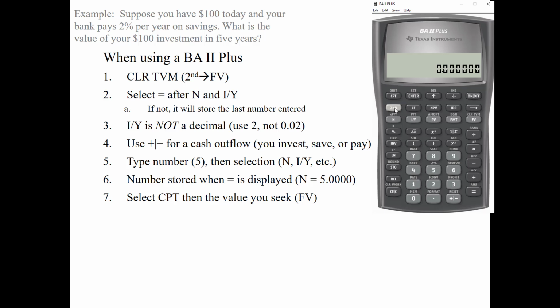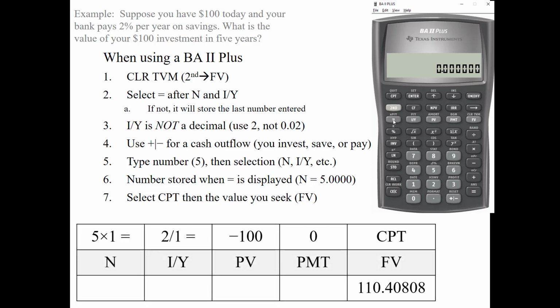So the first thing we do is hit second. And right above FV, you will see a clear TVM. And we hit that button. And that's going to clear all the values that are stored for these 5 different things. Another important thing is to note that we want to select what we want to save it as after we perform that calculation. And so, for example, if we want to put in the value of N, we could take 5 times 1, because there's 1 year in a year, equals, and it's important to note that we have to hit equals after that. If not, it will store the last number that we typed.